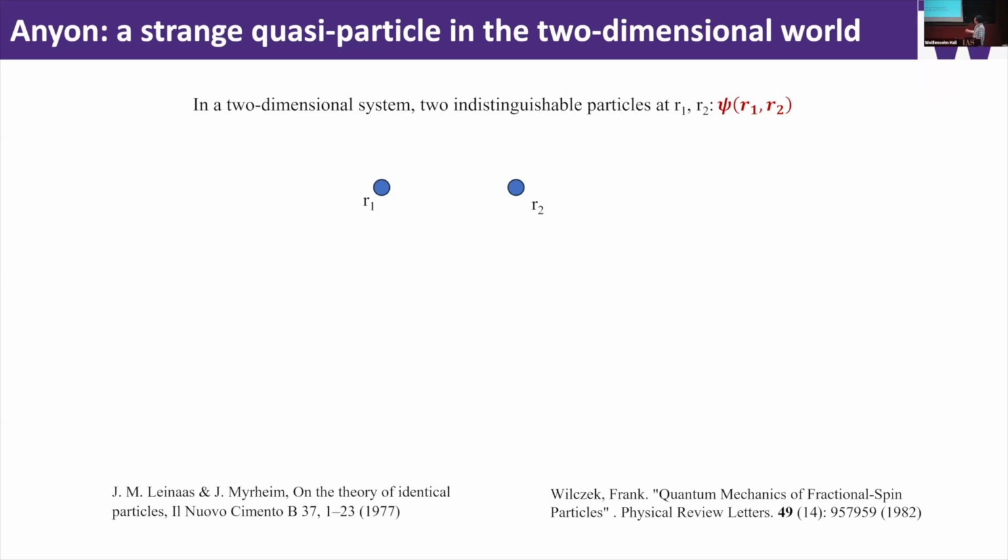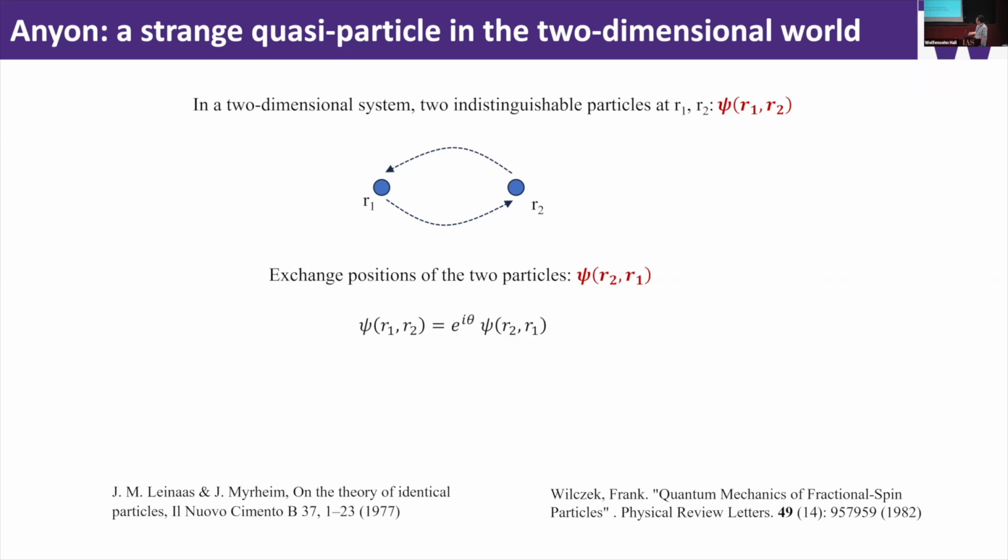systems. So imagine, right, in a 2D system, we have two indistinguishable particles at the positions R1 and R2. Then the wave function can be written down as psi of R1 and R2. Now what we're going to do is exchange the positions between these two particles. Now the wave function becomes psi of R2 and R1, okay? From quantum mechanics, we know that these two wave functions can be connected by this formula with a phase factor e to the i theta in the front.